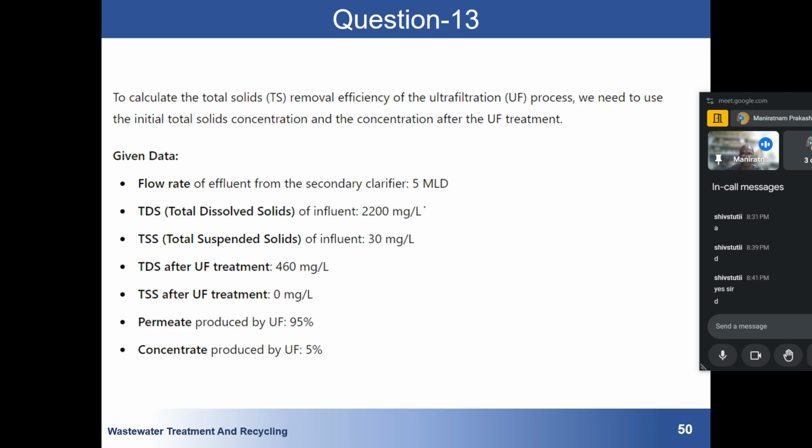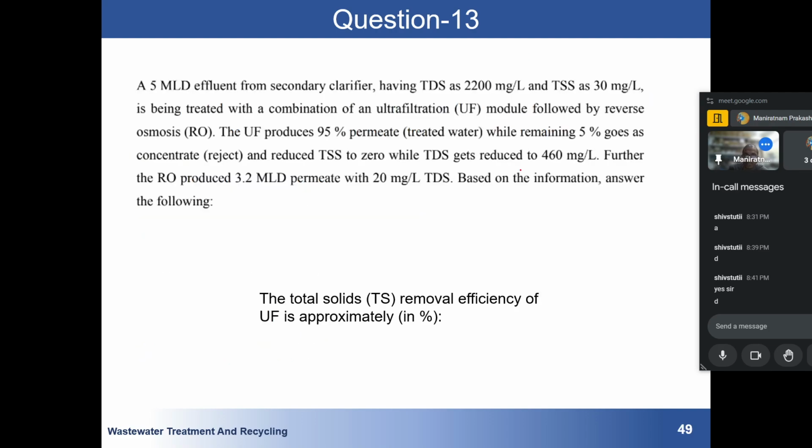So we have been given this data. The flow of the effluent from the secondary clarifier is 5 MLD. TDS of the effluent is 2200 milligram per liter. TSS is 30 milligram per liter. TDS after UF is 460 and TSS is 0. And the permeate produced by UF is 95% and the concentrate produced by UF is 5%. This data is already given to us.